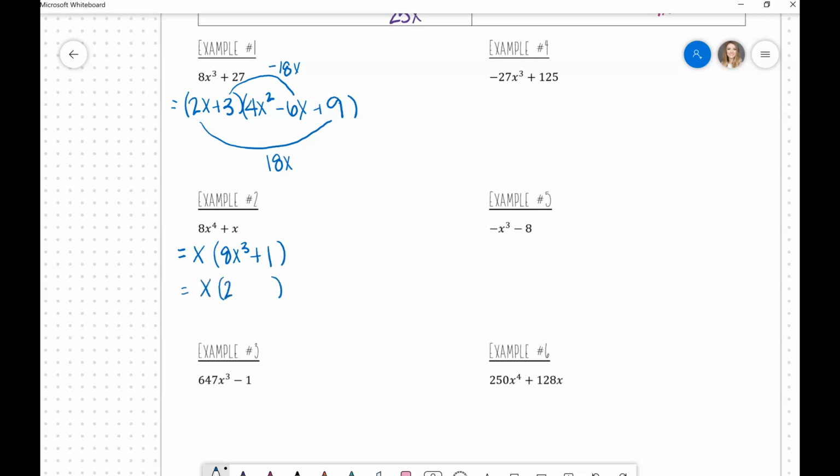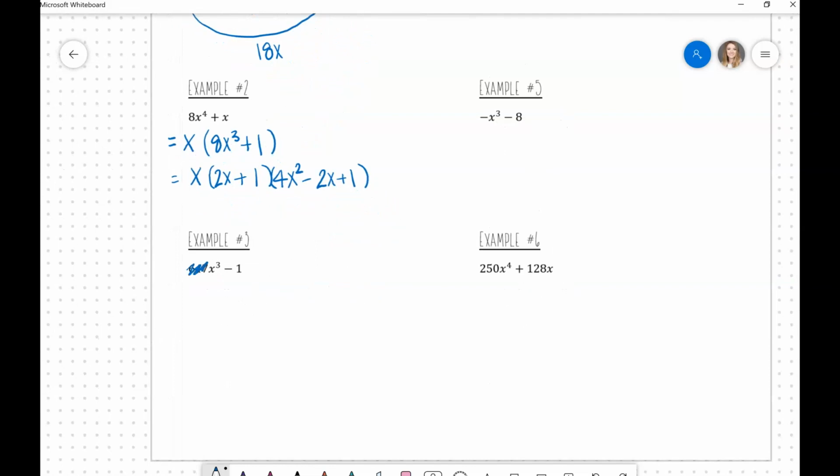Cube root of 8 is 2. Cube root of x cubed is x. Cube root of 1 is 1. From here, we use 2x squared. So that'd give us 4x squared. 1 squared is 1. 2x times 1 is 2x. That stays positive. That needs to be negative to make terms cancel.